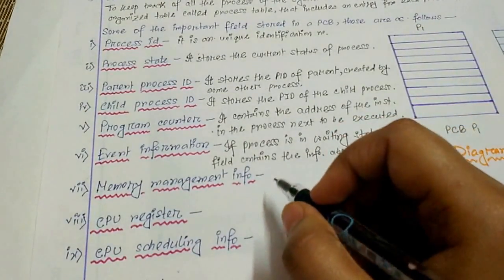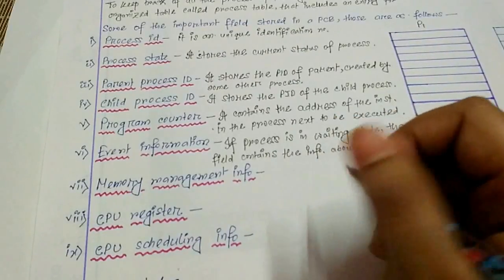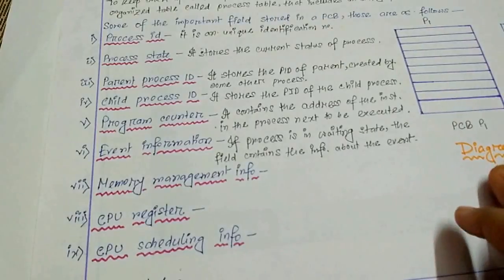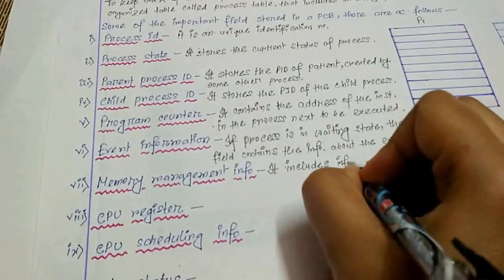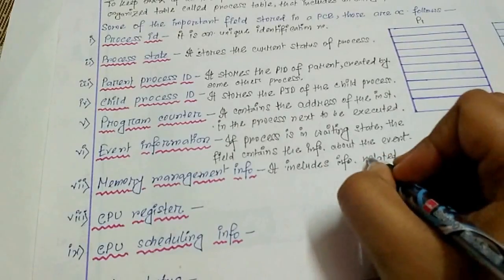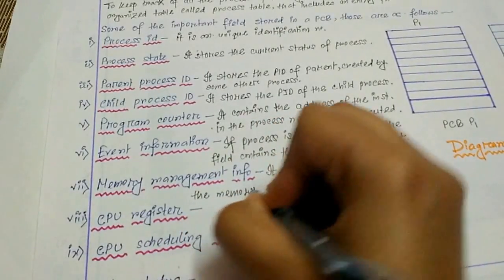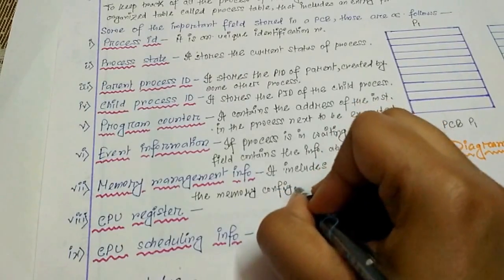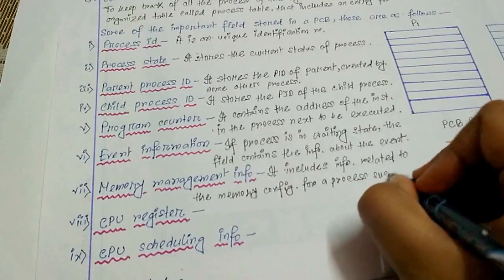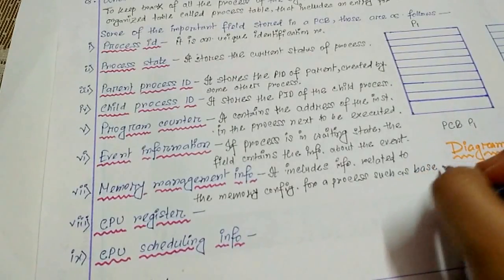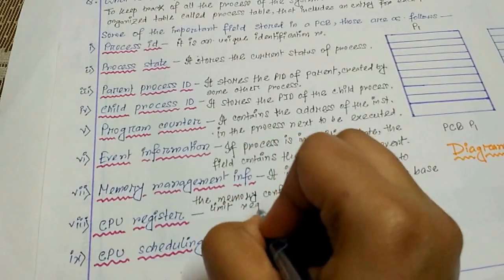Now, what is memory management information? It includes information related to the memory configuration for the process, such as the value of base and limit registers.